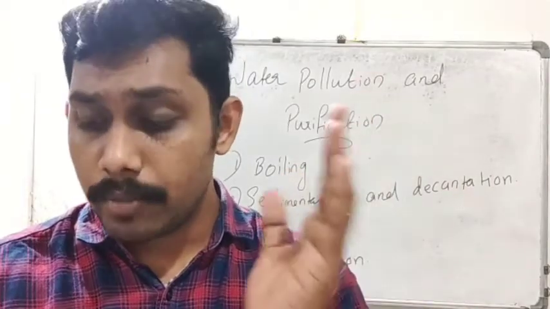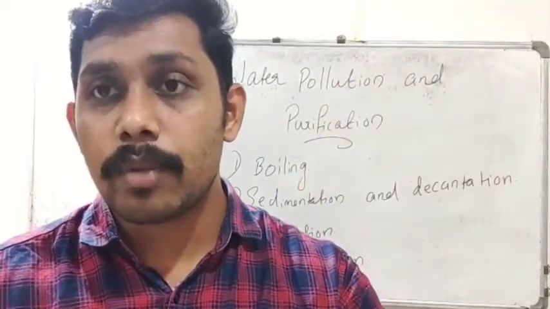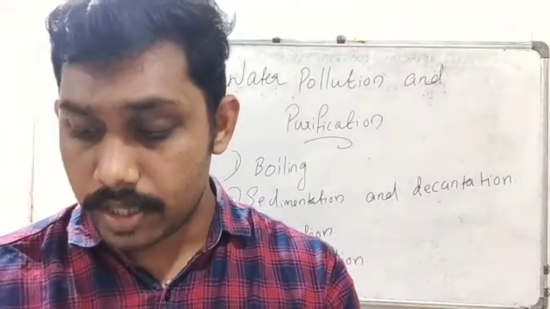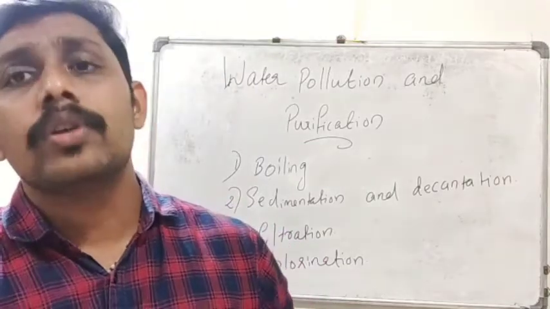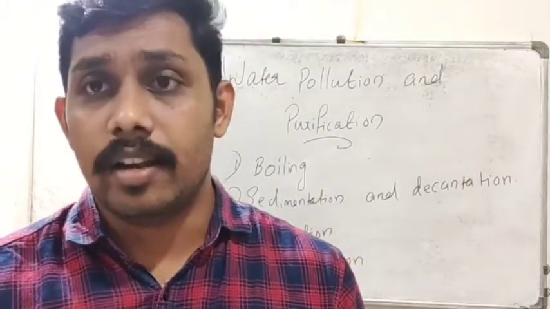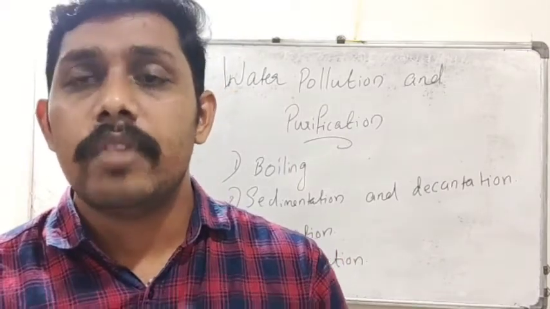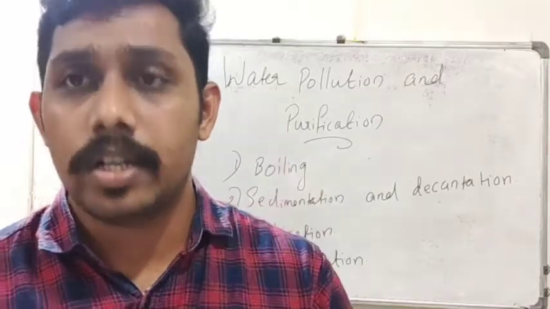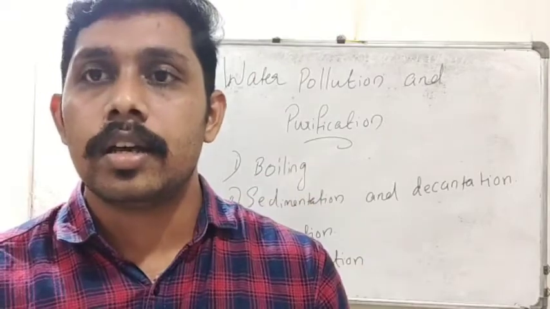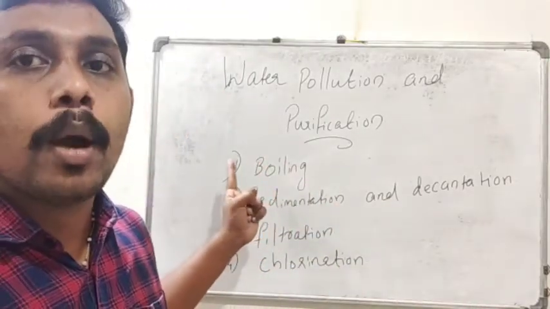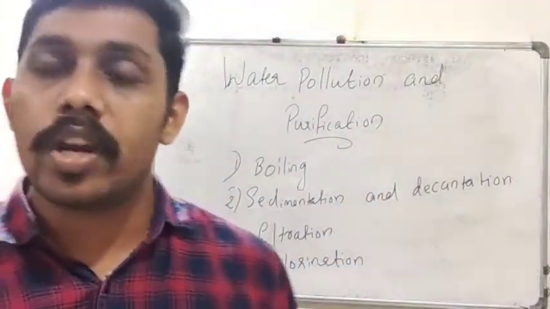However, water becomes impure when unwanted substances such as mud, waste materials from home, and also from factories mix with water. This is called water pollution. This impure water makes us ill, isn't it? It is a very bad thing for us. So we need to purify the water. For purifying this water, there are certain methods we have: boiling, sedimentation and decantation, filtration and chlorination.